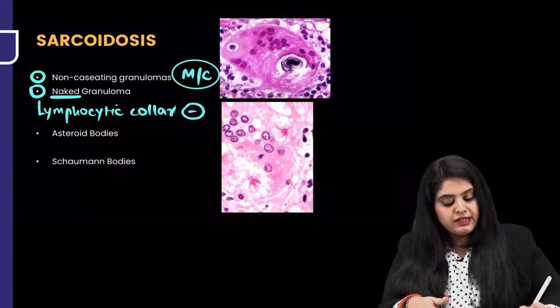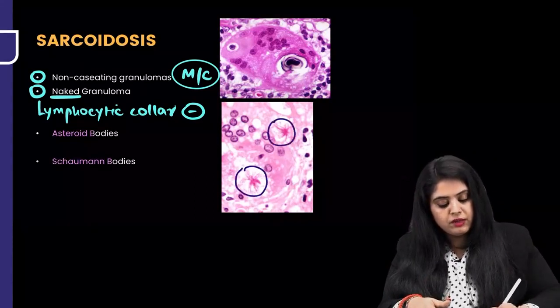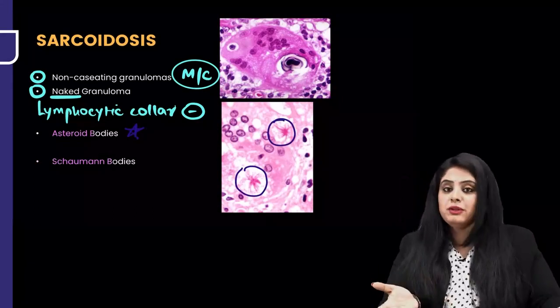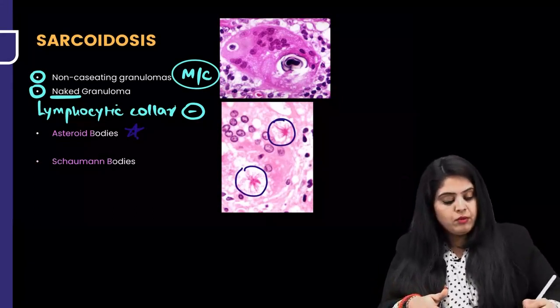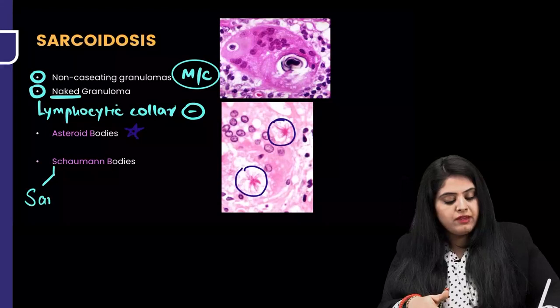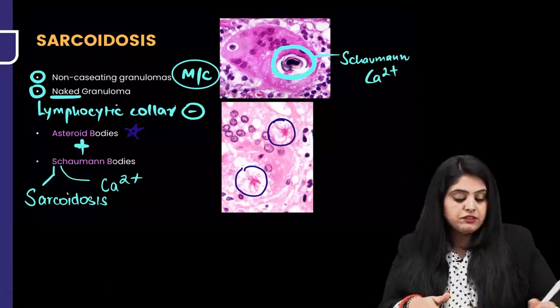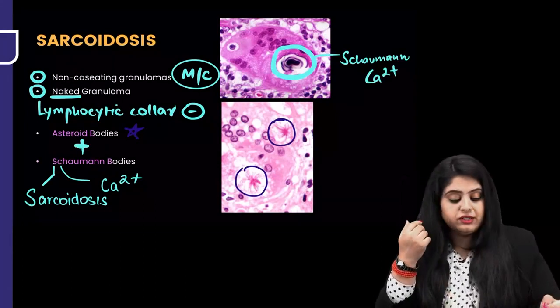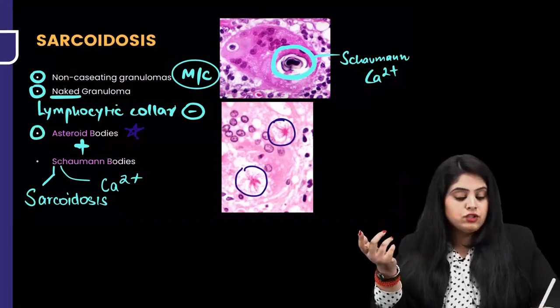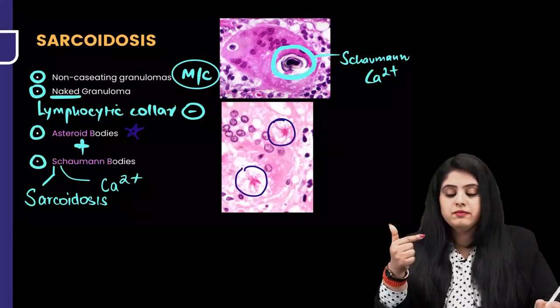Then there are two bodies. I can see asteroid and Schaumann body. Asteroid body is in front of you. It's a complete star. There is nothing more for me to explain. What is Schaumann body? So remember, S for Schaumann, which you see in sarcoidosis, and C for calcium. Schaumann body is this, which you can see is made up of calcium. Very important. So there are two bodies, asteroid bodies and Schaumann bodies. Asteroid bodies look like a star, and Schaumann bodies are round, calcium-containing bodies.